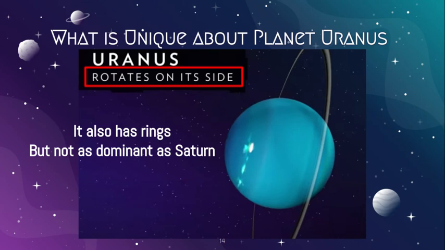It also has rings, as you can see, but they are not as dominant as Saturn's rings. It looks like it has just a few bands of rings around it, whereas Saturn has many, many, many, 175,000 miles wide.